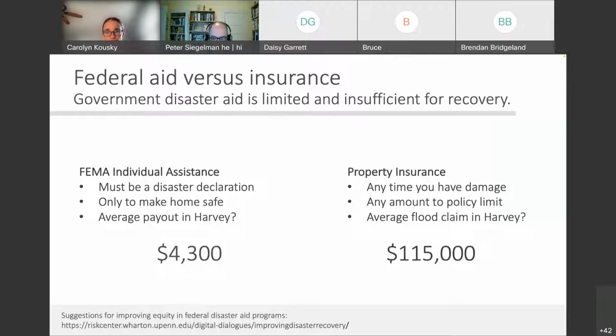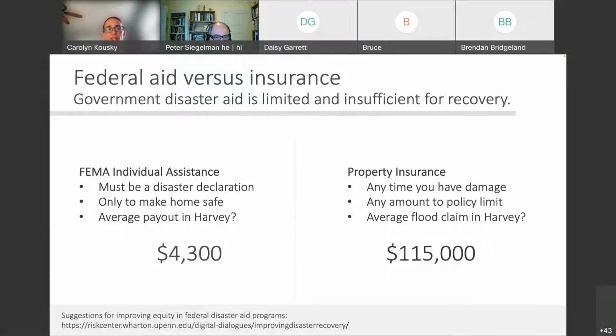So I'll now say a little bit more detail about that. When people think of federal disaster aid, they're often thinking of the FEMA Individual Assistance Program. These are the grants that are given to people after a disaster. They're not taxable. But these grants are capped. They tend to be on average maybe about $5,000. The numbers you see here are from Harvey, but you see these same types of numbers no matter which disaster you look at.